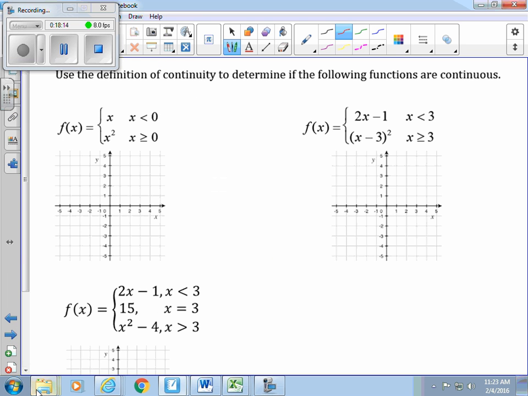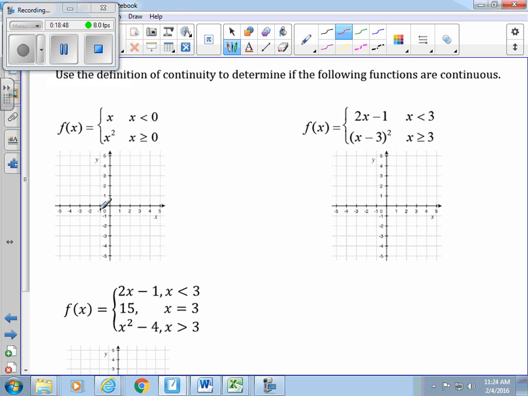Next. Use the definition of continuity. I'm using this because it didn't take me real long to teach this, to review piecewise functions as well. So we're going to double up on continuity and piecewise functions. Use the definition of continuity to determine if the following functions are continuous. The first thing I'm going to do is start by graphing. At some point, I will quit graphing because I don't need a graph to answer these questions. But for now, I'm going to graph.